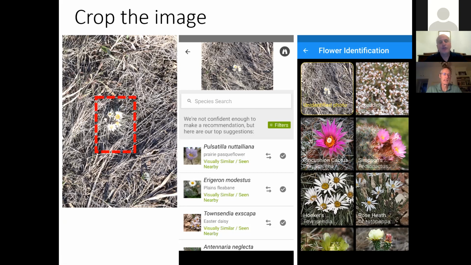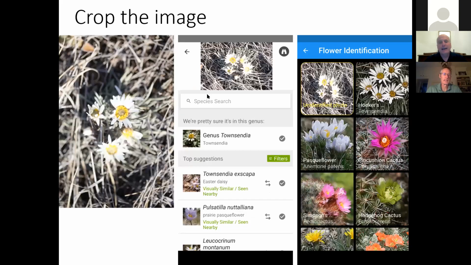So if we were to crop that image just like this and rerun it, now you can see that both apps came up with Townsendia at the top. iNaturalist came up with Townsendia exscapa, and the Wildflower Guide came up with Townsendia hookeri. So right now we still don't really know. It's always good if you can, because there are a lot of these apps that are free, or at least three of them are free, to try more than one and see what the different models give you.